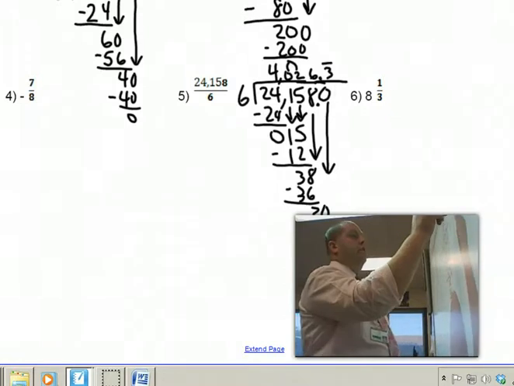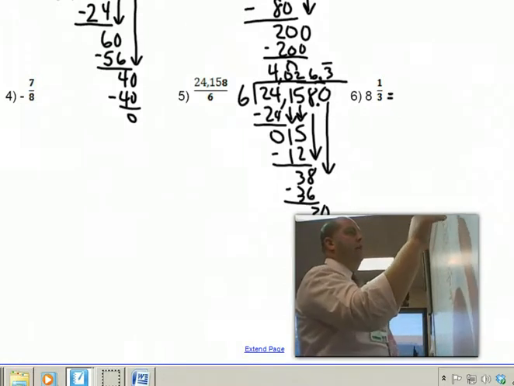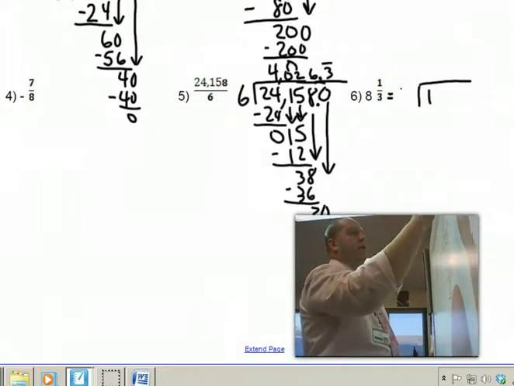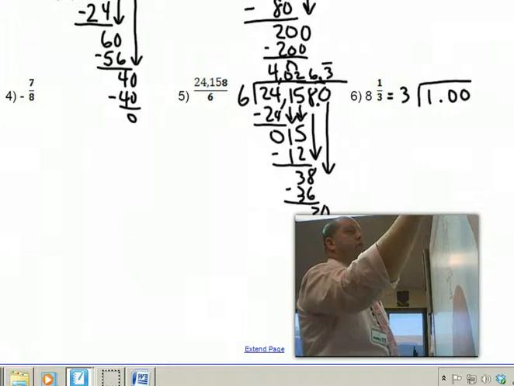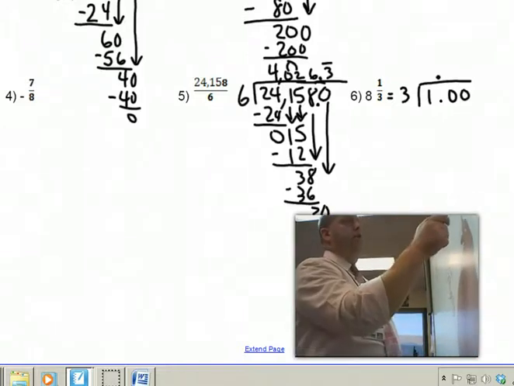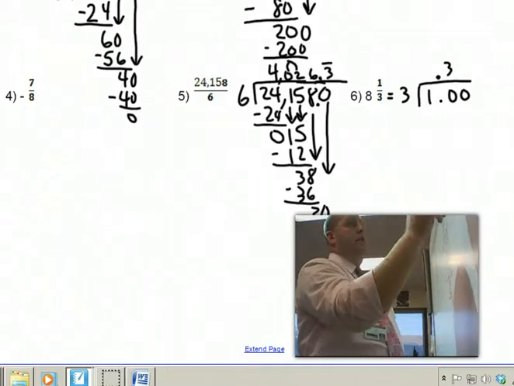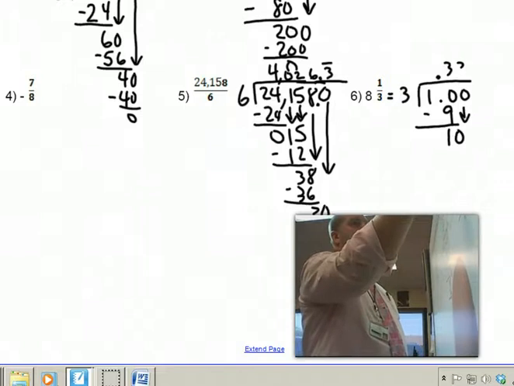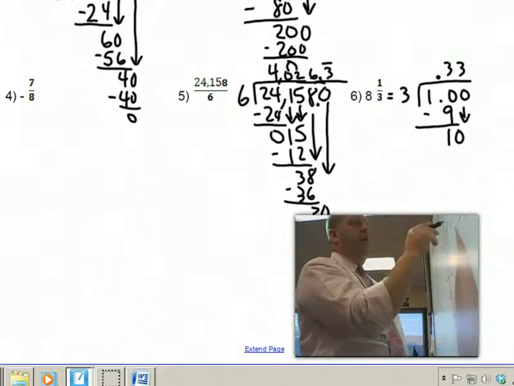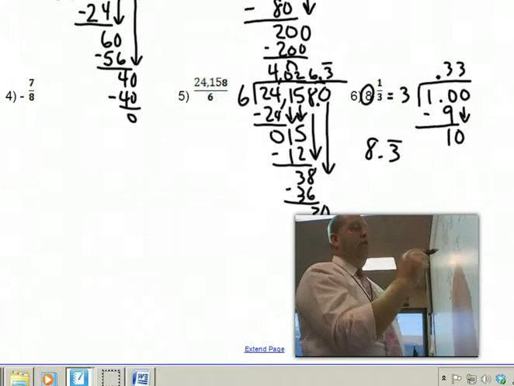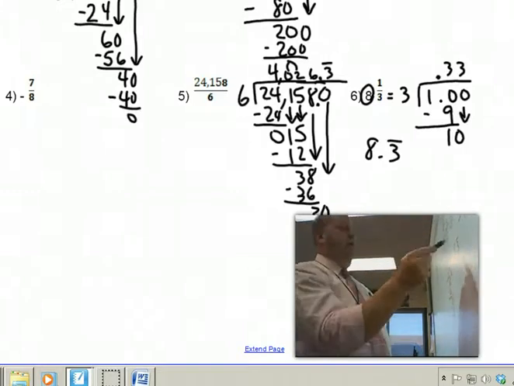Question number 6. The 8 I'm going to leave by itself for a second, and I'm going to change 1/3 into a decimal. So 1 goes inside, 3 goes on the outside, add a decimal and 2 zeros. Bring the decimal up. 3 goes into 10 3 times. That's 9, and I subtract. And again, you're going to notice that this 3 repeats. So it's not 0.3 repeating because I have that whole number of an 8. It's 8.3 repeating. I put that 8 in front for the whole number, so it's 8.3 repeating.